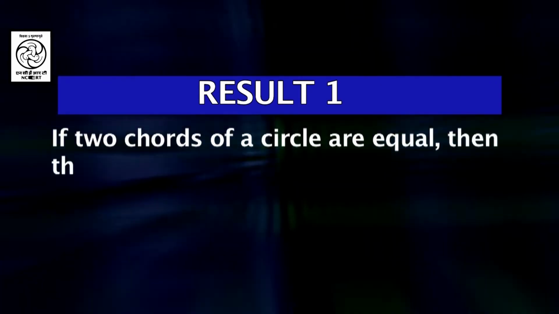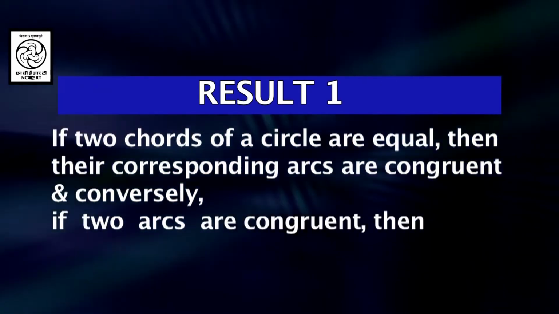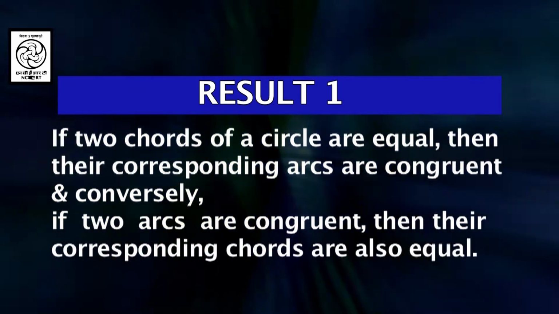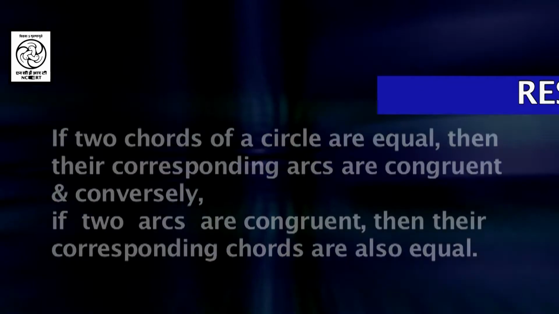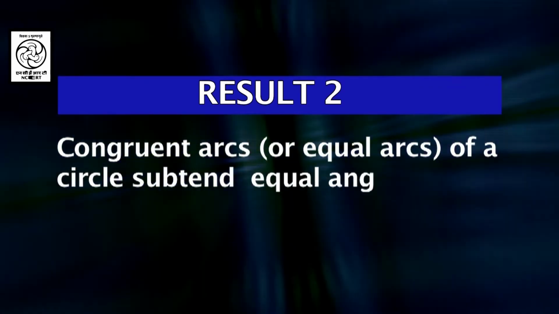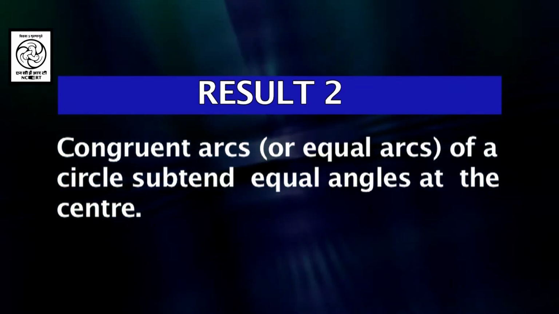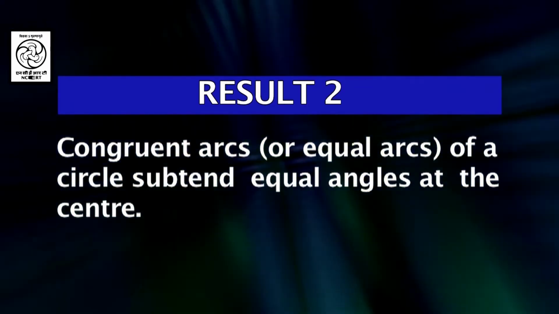Result 1: if two chords of a circle are equal, then their corresponding arcs are congruent, and conversely, if two arcs are congruent, then their corresponding chords are also equal. Result 2: congruent arcs of a circle subtend equal angles at the center. This result 2 is very clear, because we already proved that equal chords subtend equal angles at the center, and equal chords and equal arcs are the same.